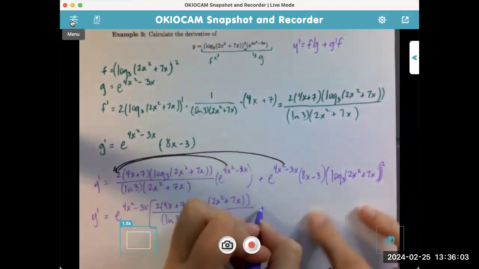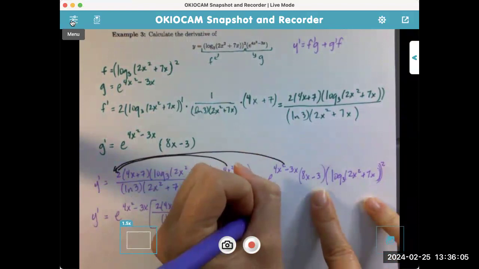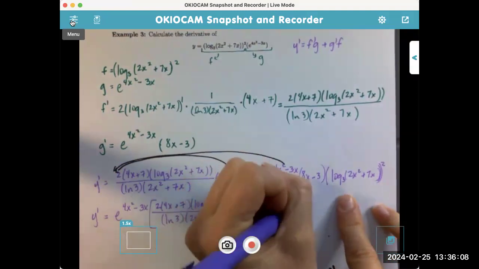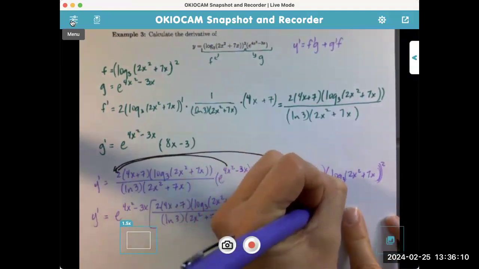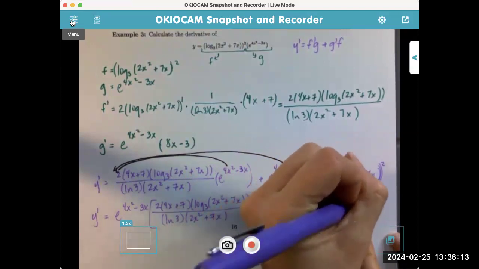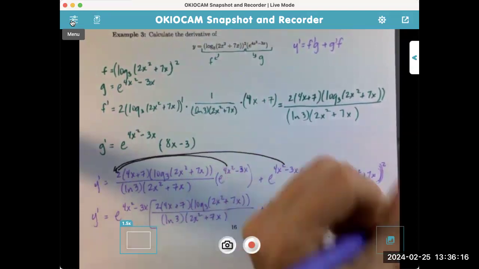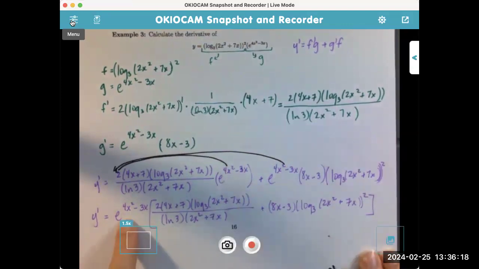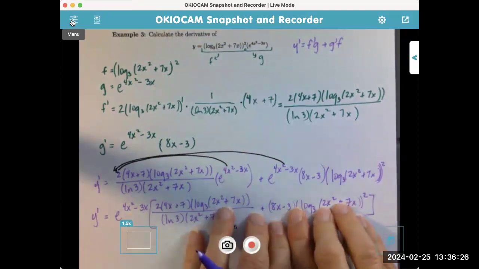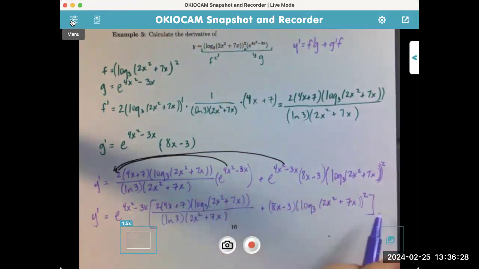All right, good. Plus now these two terms: 8x minus 3 times log base 3 of 2x squared plus 7x quantity squared. Close the bracket, because the e to the x has a term in here and a term in here. So eventually we will set this to 0 and solve. When we get to that point, this part won't be as crazy, I promise. Just bear with me. Don't freak out on me. But that's eventually what we're getting to. So that's why I want you to get in the practice.